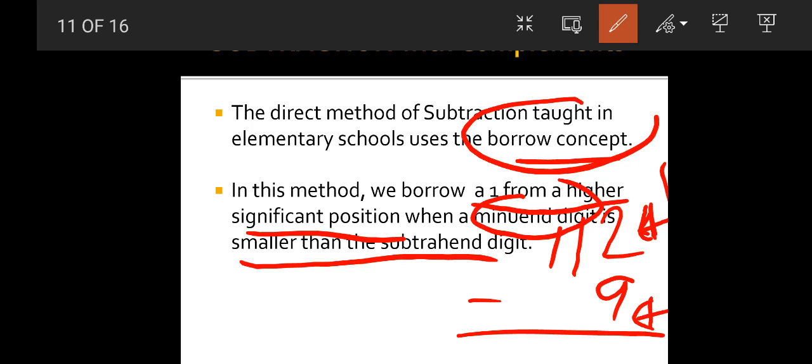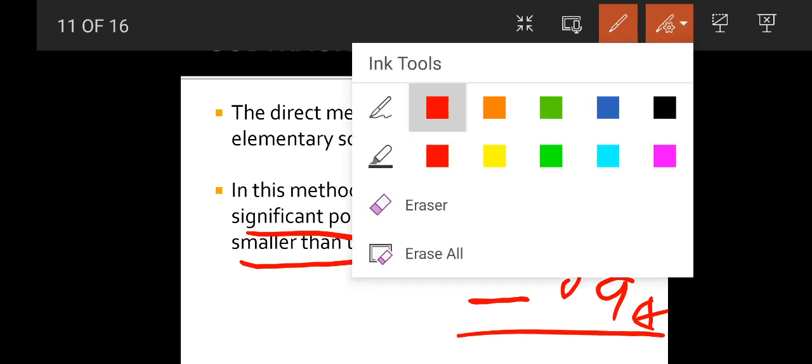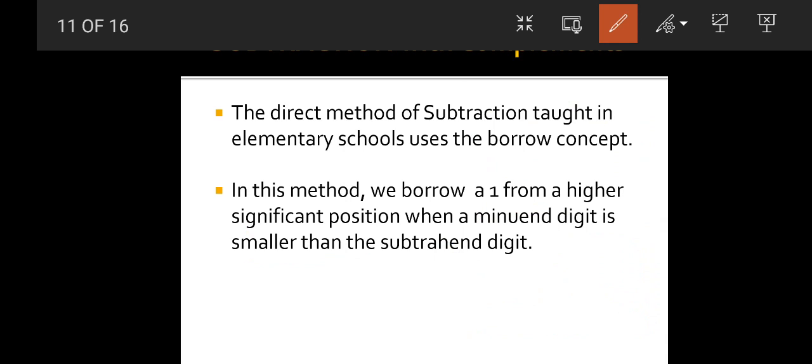In normal subtraction, you borrow 1 from the left side, then you change that to 0. And then your 2 will serve as 12. So it can now be deducted, because 12 is bigger than 9. So that is the concept for subtraction of numbers in elementary school.